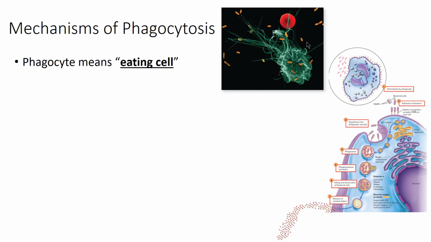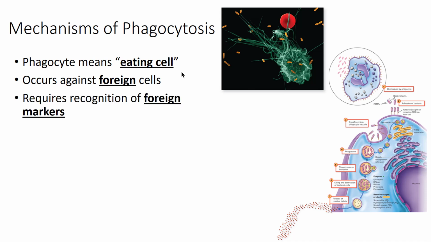So phagocytosis ultimately is a process that is carried out by phagocytes. And a phagocyte translates to eating cell or eater of cells. So they're literally eating and swallowing cells. Ideally, this occurs against foreign cells. There are some exceptions to that, but generally speaking, you see this against foreign cells. And in order to determine that something is foreign, it has to have some kind of point of recognition. And this is where the cell has to be able to recognize it as such.